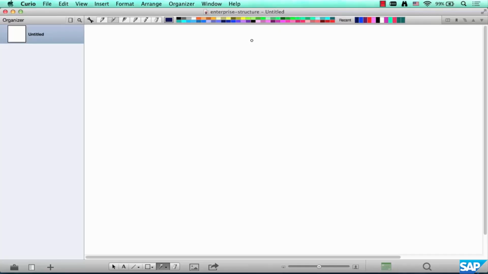So in this chapter, we're going to start learning about enterprise structure. What is enterprise structure? How the company is structured in the system. Let me give you an example.